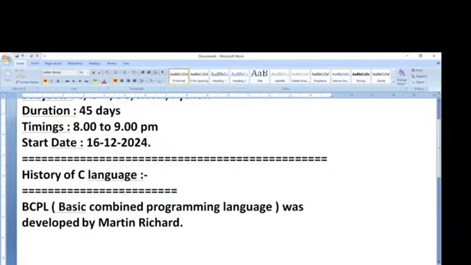At the time of using this, we had one operating system that is called DOS. Now we have Windows, Unix, Linux, Android. So many operating systems we have today. But at the time of BCPL, we had only one programming language, that is called BCPL.